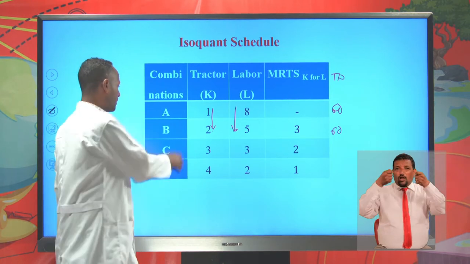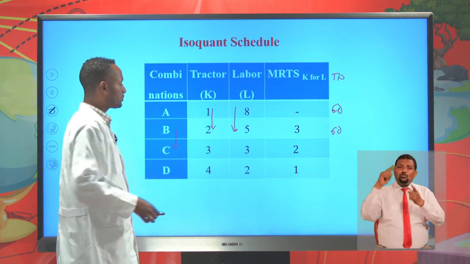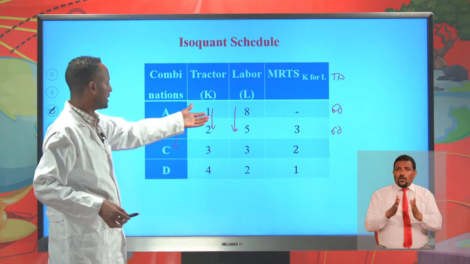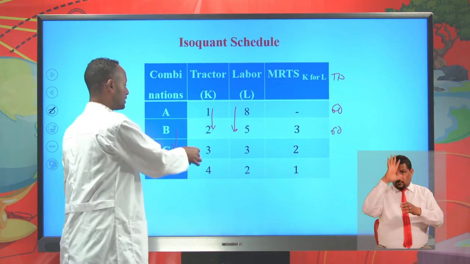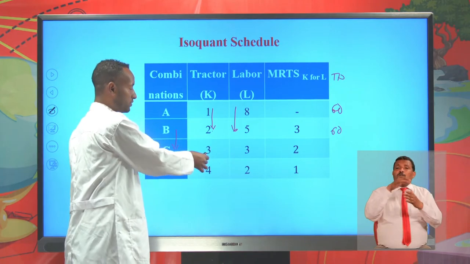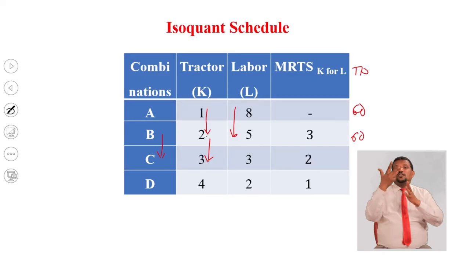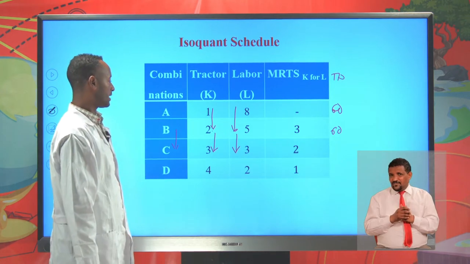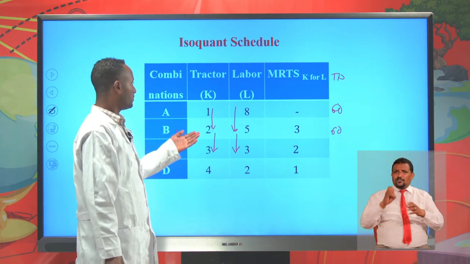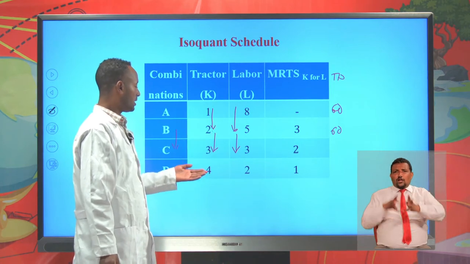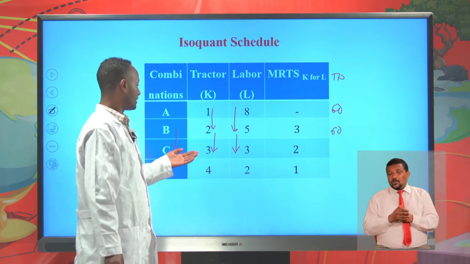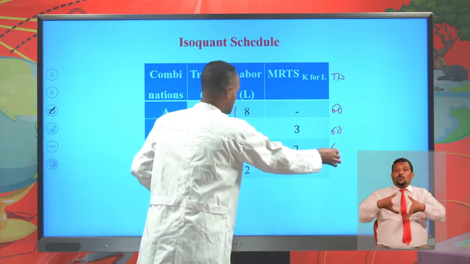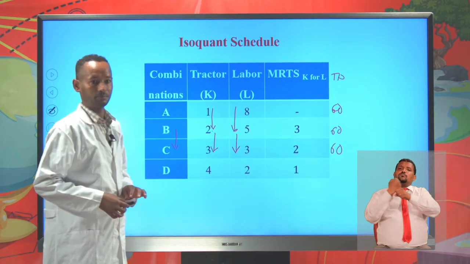Again, when we come across from combination B to C, the output that the farmer gets from two tractors and five labor is equal to the output that he gets from the combination of three tractors and three labor. As the farmer increases employment of the variable input tractor, he is reducing employment of the variable input labor. So, the farmer gets 60 quintal from two tractors and five labor, and again, the farmer gets 60 quintal from employment of three tractors and three labor.